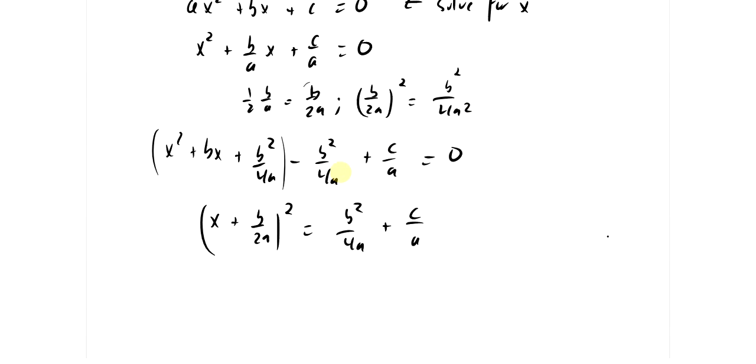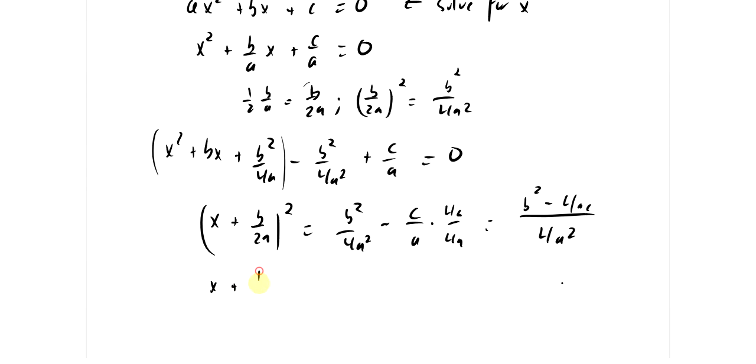Oh, squared. I forgot the squared there. And if I get a common denominator, multiply top and bottom of the c over a by 4a, that will give me a common denominator of 4a squared. So that's going to be b squared, and the c over a comes over as a minus sign, minus 4ac all over 4a squared. So hopefully you recognize the b squared minus 4ac.